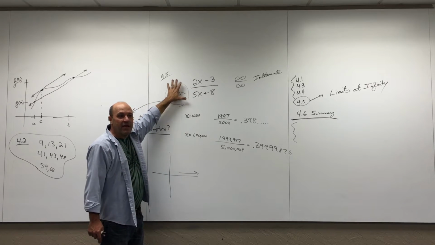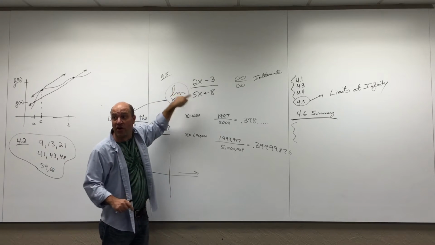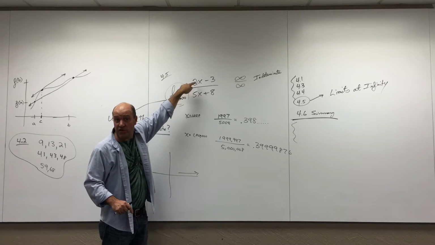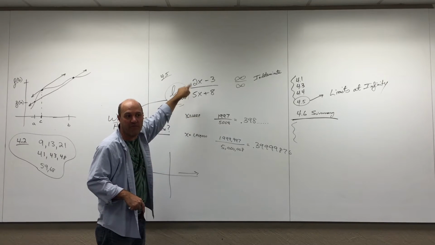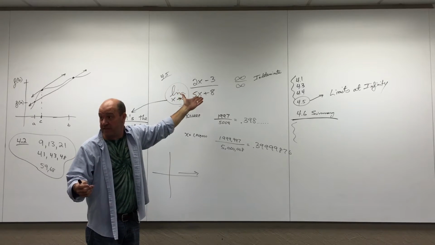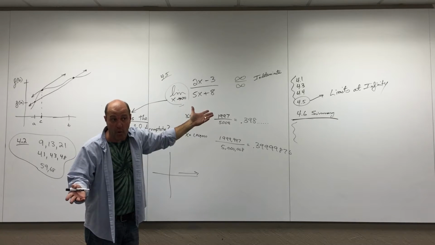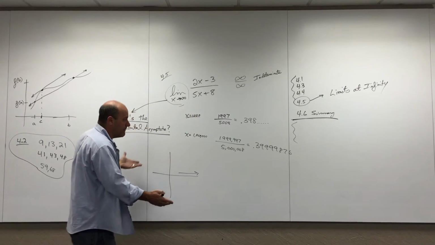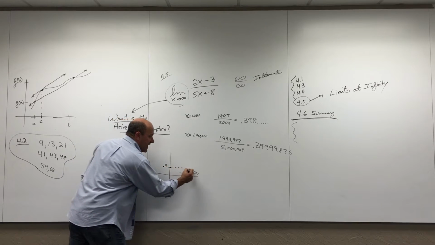Okay, I'll remind you. The rule of horizontal asymptotes is, when the degree of the numerator is the same as the degree of the denominator, then it's the ratio of the leading coefficients, 2/5. The horizontal asymptote is 2/5. 2/5 is 0.4. So at 0.4, there's a horizontal asymptote.